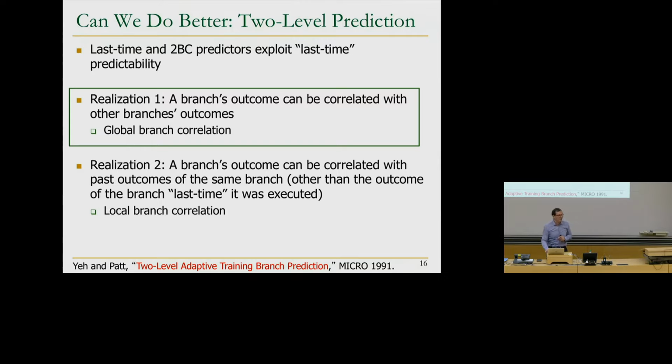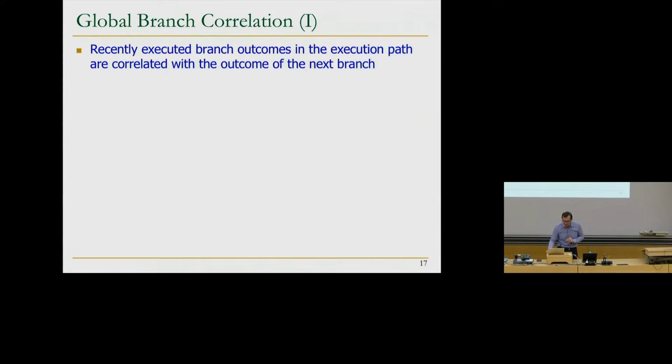So let's take a look at the first one. If you've done your readings, this will be easy because the reading actually talks about both of them and combines them, in fact. Global branch correlation is the idea that recently executed branch outcomes in the execution path while the program is executing are correlated with the outcome of the next branch that you're trying to predict.